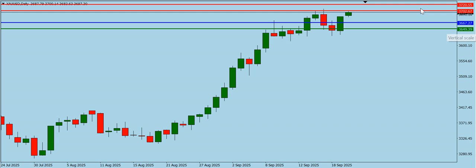3667.27. That's the blue line. The first resistance is at 3702.67, while the second resistance is at 3720.55. The first support is at 3649.39.